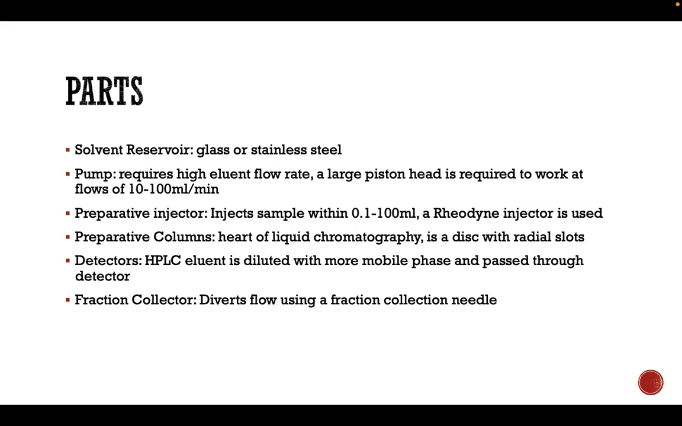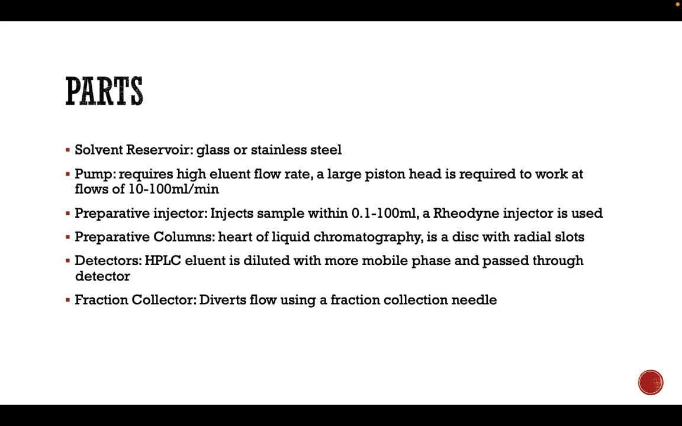Then you have the pump, which requires high eluent flow rate. One thing to note is a large piston head is required to work at flows of 10 to 100 milliliters per minute. Then we have the preparative injector. It injects samples within 0.1 to 100 milliliters, and a rheodyne injector is used. We have the preparative columns. Remember, columns are the heart of liquid chromatography, and one thing with preparative HPLC is the columns have a disc with radial slots.